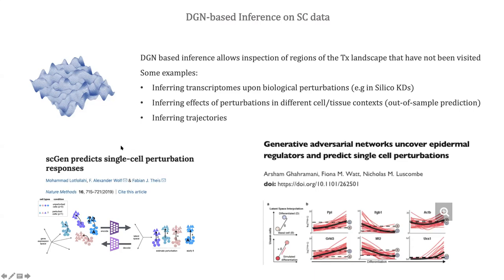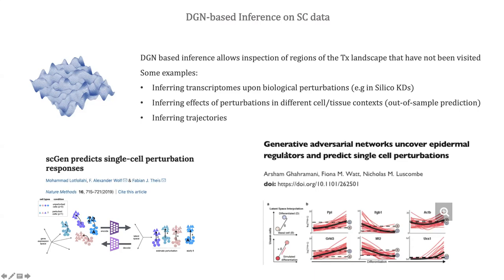And this is actually what these papers have tried to do. This is a paper coming from the lab of Fabian Theis. The name of the tool is scGen. It was exactly trying to do this, to predict single-cell perturbation responses either in different cell types, where you have seen the perturbation in a specific subset of cells and you want to predict it in another one that is unseen, or you want to predict how the perturbation would look across species, for example.